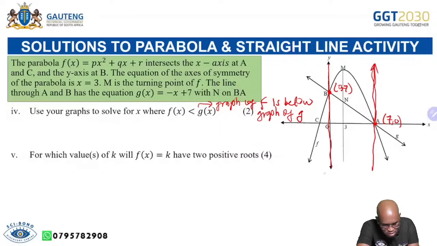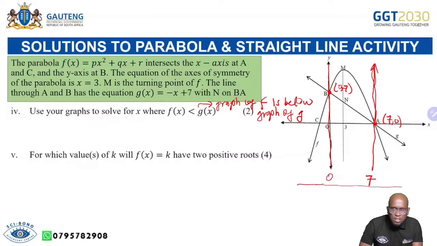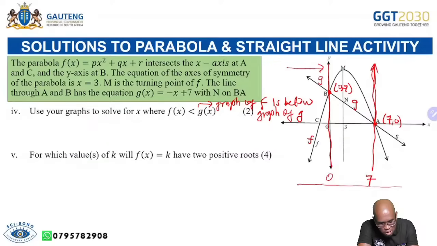So I would have that this is 0 here, and this is 7 there. So I need to check whether I am meeting the conditions between those two points of intersection. If you check on this side, from left to right, you can see that this is the graph of g, this is the graph of f.